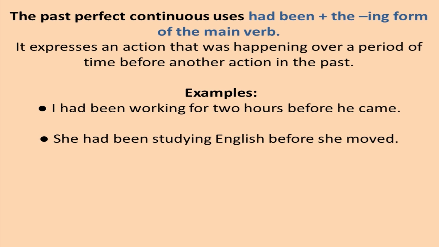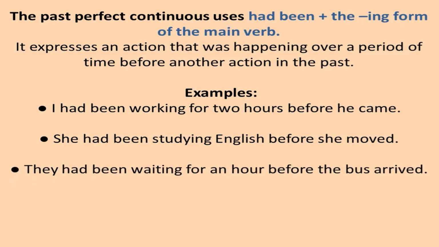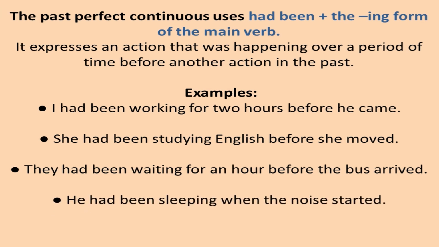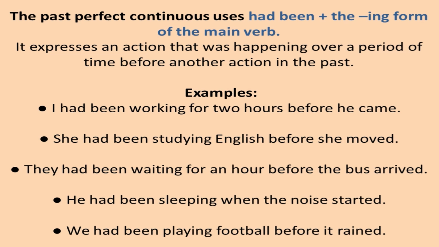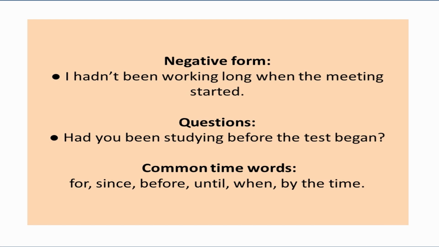She had been studying English before she moved. They had been waiting for an hour before the bus arrived. He had been sleeping when the noise started. We had been playing football before it rained. Negative form. I hadn't been working long when the meeting started. Questions. Had you been studying before the test began? Common time words: for, since, before, until, when, and by the time.